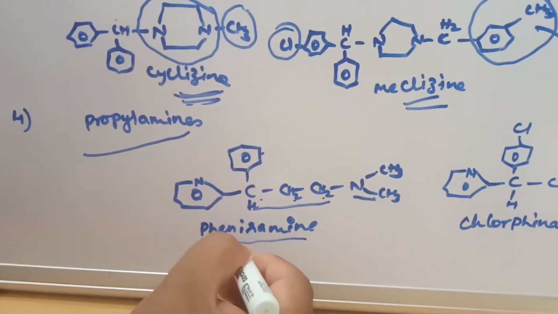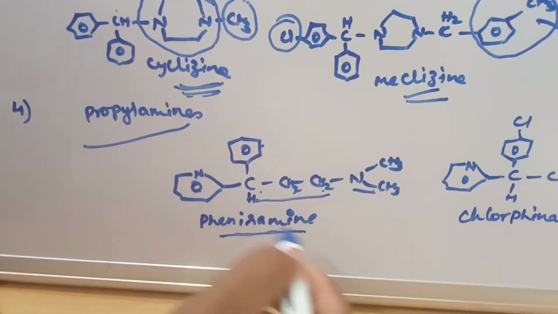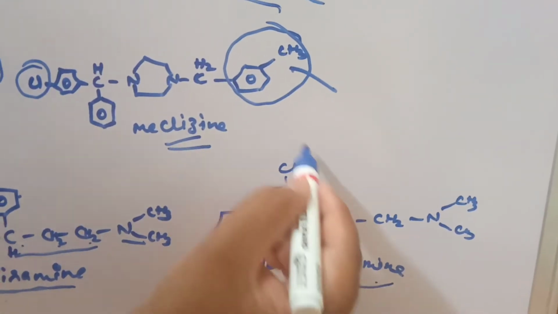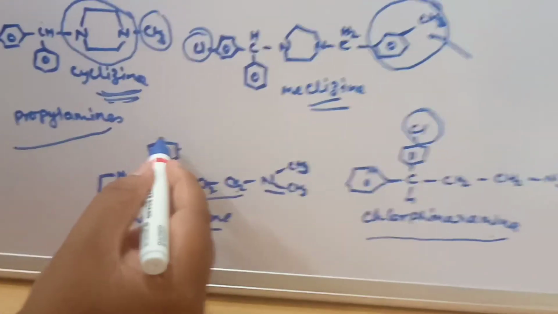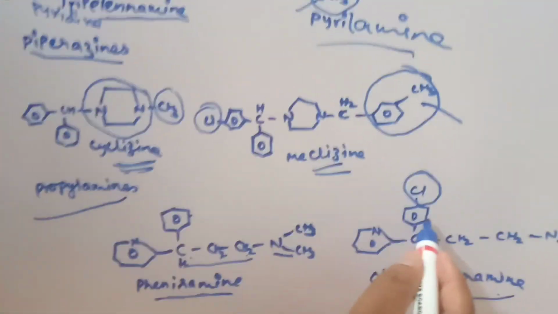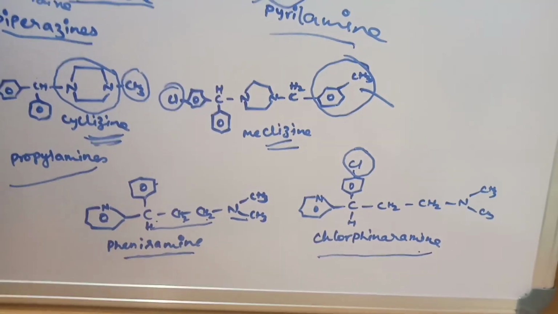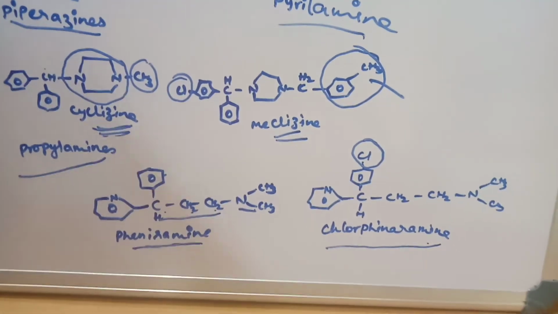So this structure is very simple, pheniramine. What is this structure? Pheniramine. On other side is chlorpheniramine. The difference between pheniramine and chlorpheniramine is a chlorine. Pheniramine does not contain chlorine, but here it contains chlorine. So this is the fourth class. So we will go for the fifth and sixth class of first generation.